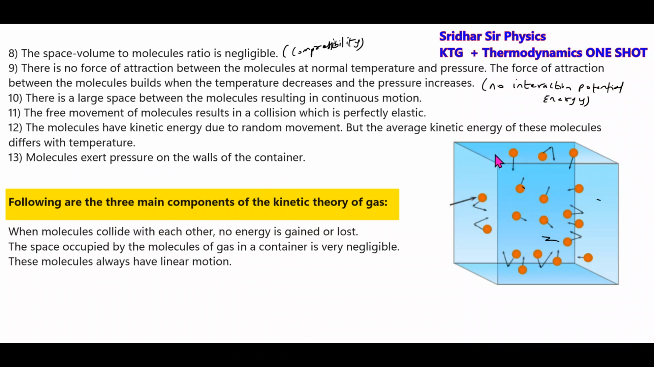Molecules exert pressure on the walls of the container. These molecules go and collide, and because of the collision, a force acts due to the change in momentum of the molecule. Because of that force, force by area becomes pressure. Very important: when molecules collide with each other, no energy is gained or lost. All collisions are elastic. The space occupied by the molecules of gas in the container is negligible compared to the volume of the vessel. These molecules always have linear motion. We just assume a straight line, not a curved path. So, a zigzag path. That's the meaning of straight line. And these are the postulates of KTG.